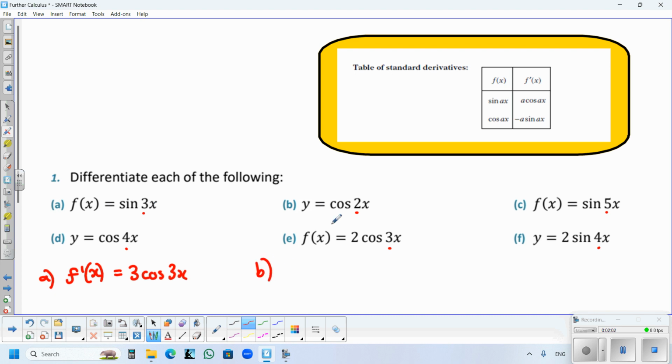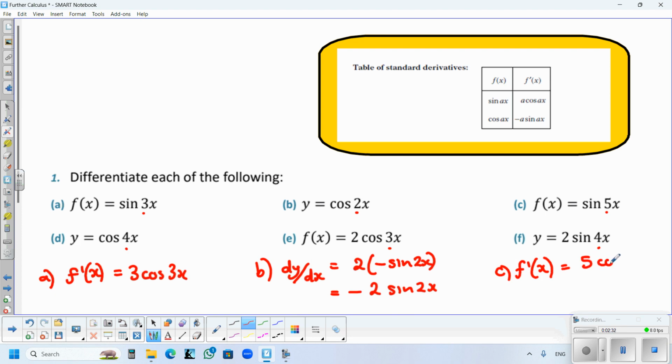Part B, we've got y is equal to cos 2x, so the derivative will be dy by dx, and that's going to be 2 times, and cos gives us minus sine, and it's 2x. So tidy all of that up, becomes minus 2 sine 2x. Next one, part C, we've got f x, so it's f dash x as a derivative. There's a 5 in front of sine x, so that becomes 5 cos 5x.